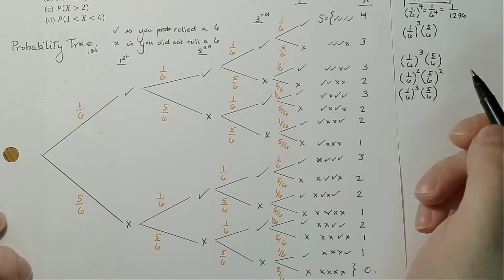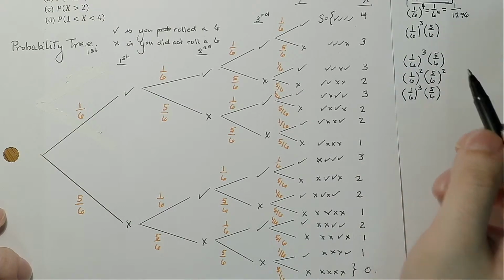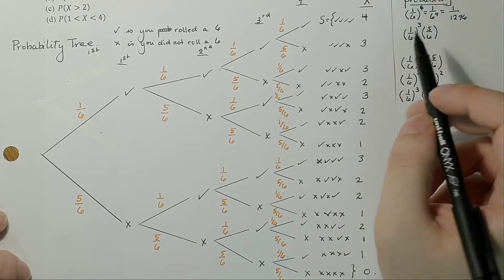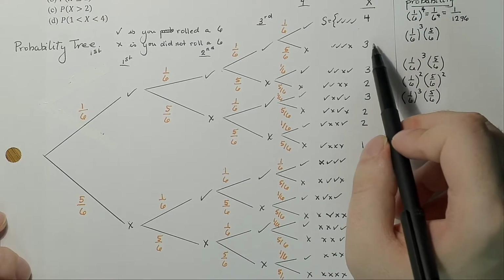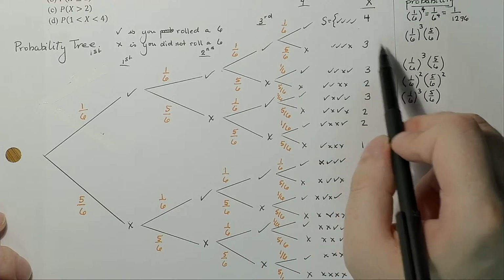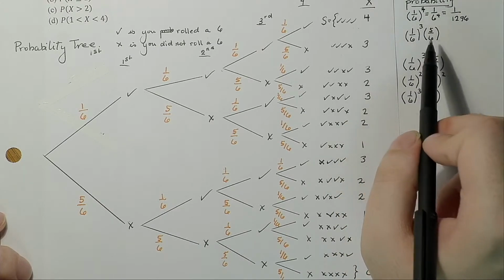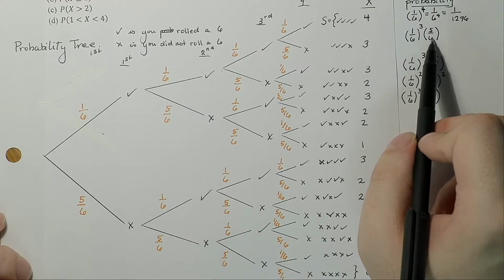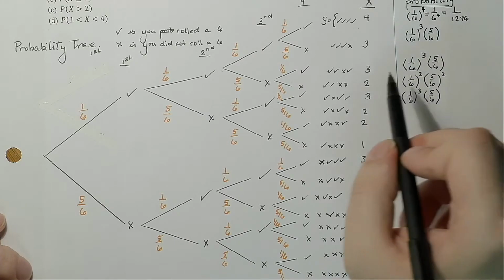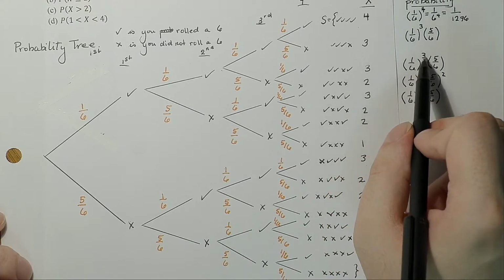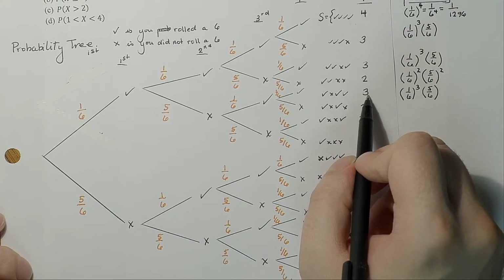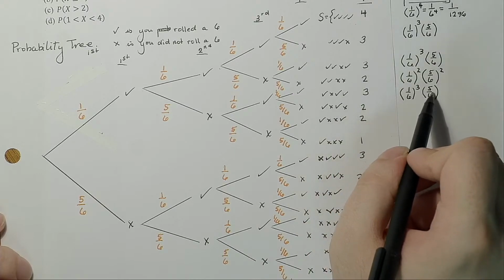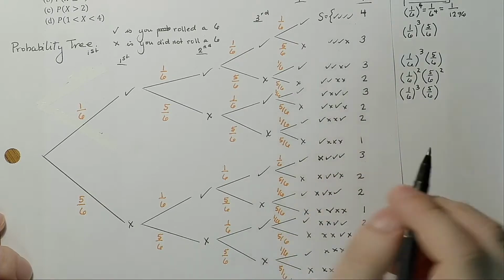And is anyone noticing a pattern yet? Look at this. With the 3s, where I have 3 6s up here, it's (1/6) to the 3rd times 5/6. And the same thing happens again here, (1/6) cubed, 5/6. Same thing over here, I have (1/6) cubed times 5/6.